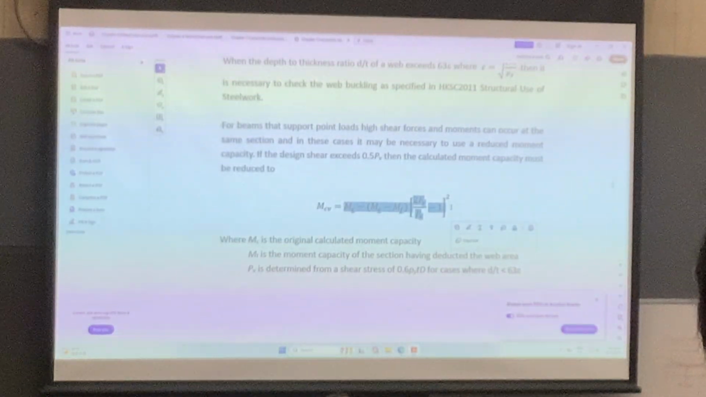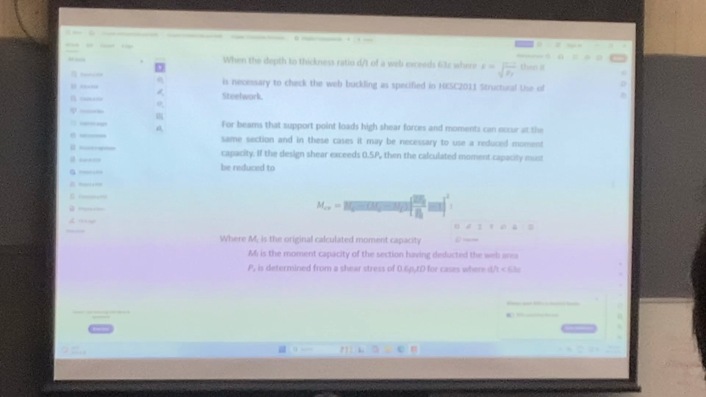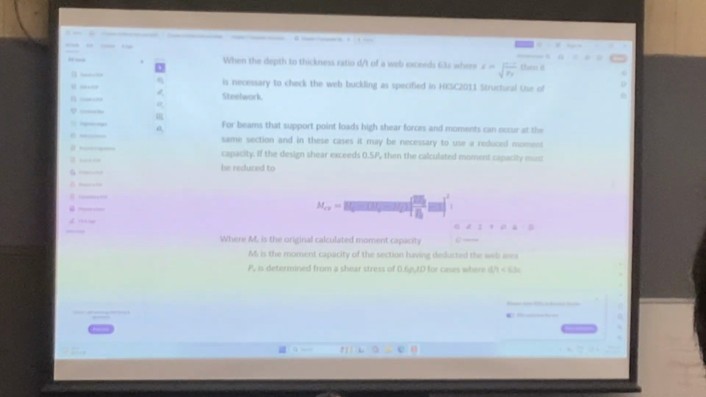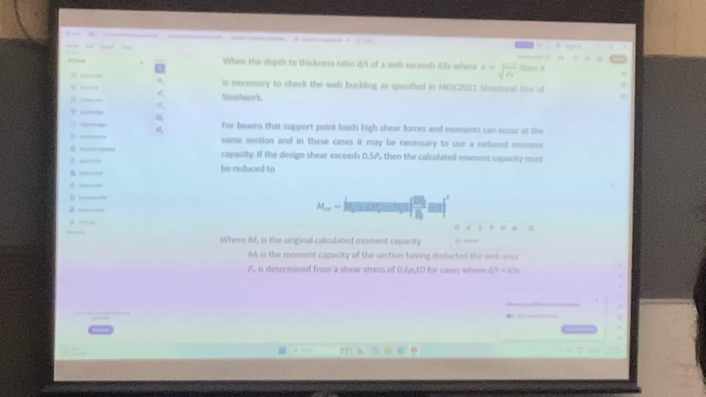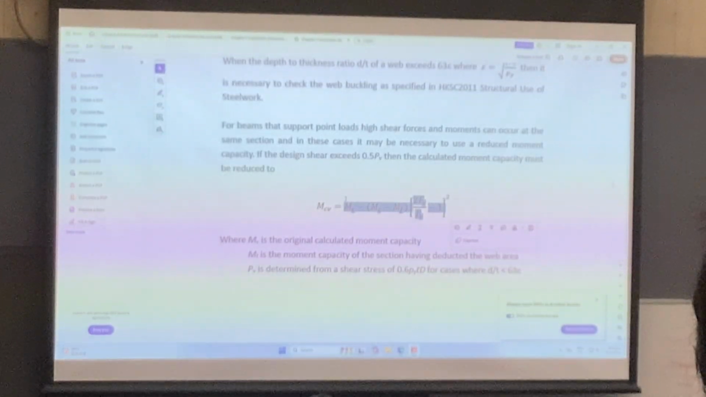But I just would like to remind you that the moment capacity will be affected by the applied shear force. If the shear force is larger than 50% of the shear capacity of the steel beam, the moment capacity will be affected. So this is what I would like to mention and remind you once you have this kind of situation. You can get back to the code of practice and find a reduced bending moment. Okay?